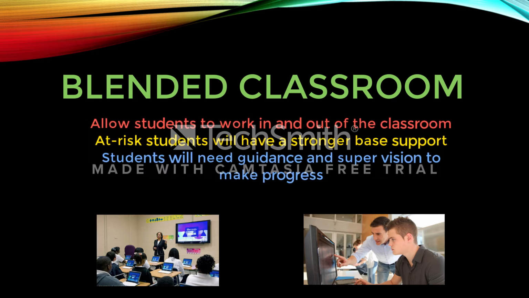to work on assignments. Students will need guidance and supervision to make progress, because lack of support can keep them from learning. Technological problems are also bound to happen, and having a teacher around can keep the class moving through the material at a steady pace.